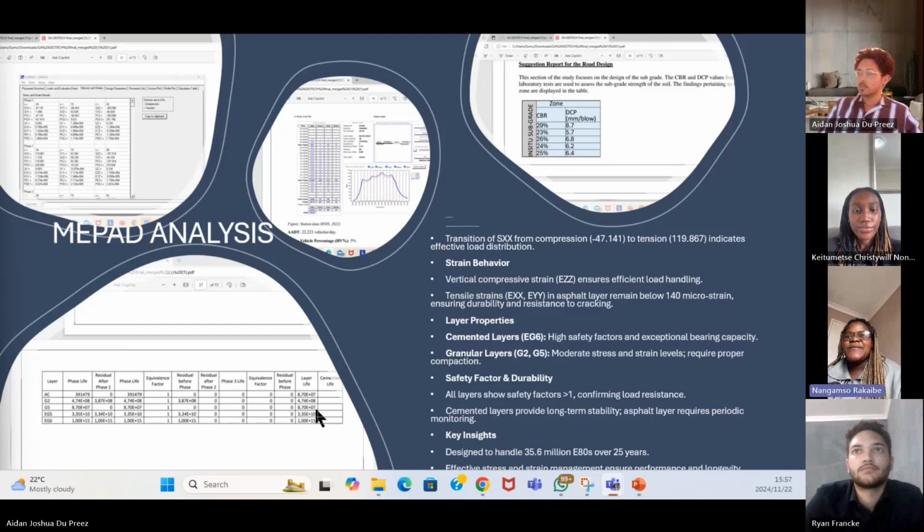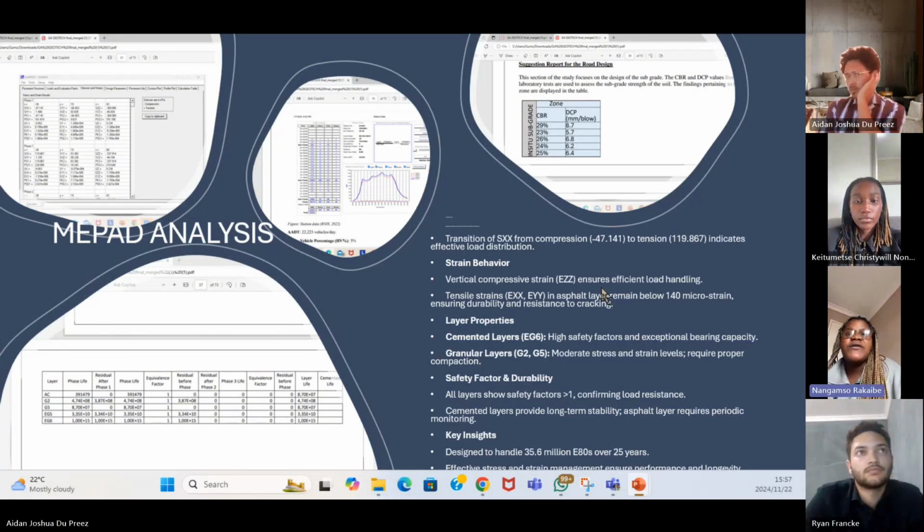We then move on to the MEPAD analysis. The MEPAD analysis provides a comprehensive understanding of the structural performance of the proposed pavement design under expected traffic loads. MEPAD is a tool that we use to model the stresses, strain, and deflections within a pavement structure, allowing for accurate predictions for the pavement behavior over its design life. The stress and strain distribution.